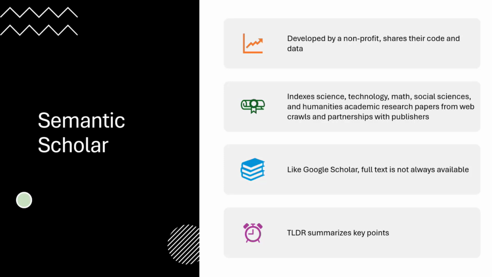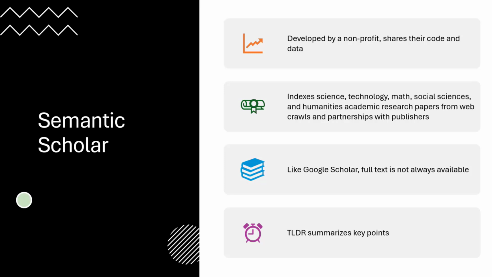So a couple of things about Semantic Scholar is that it is more specific to science, technology, math, as well as some of the social sciences and humanities. So it is interdisciplinary, but it's not going to have everything. It has these TLDR summaries. So it's a good way to very quickly look over papers and figure out, is this something that might be useful for my research?